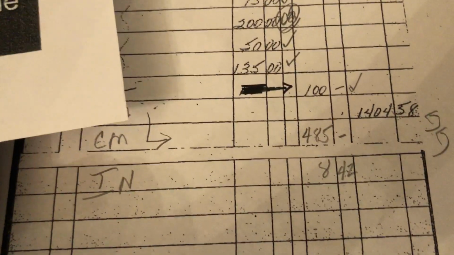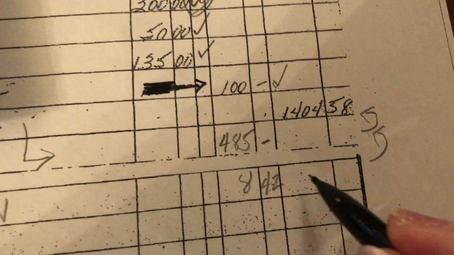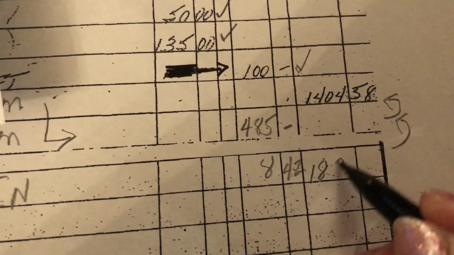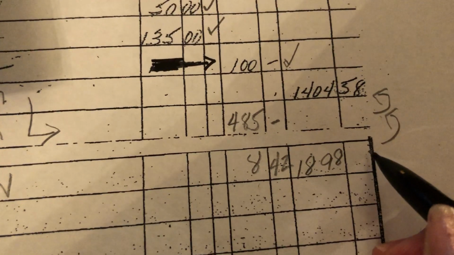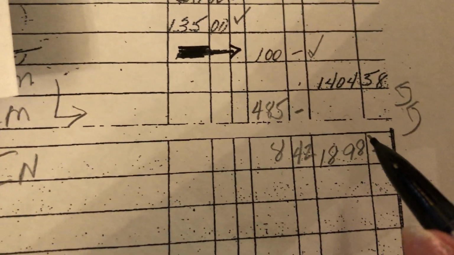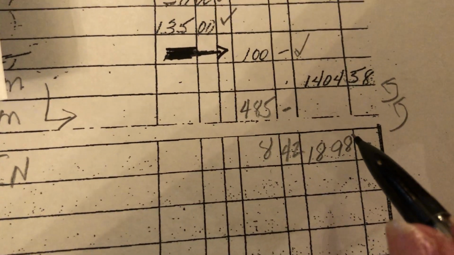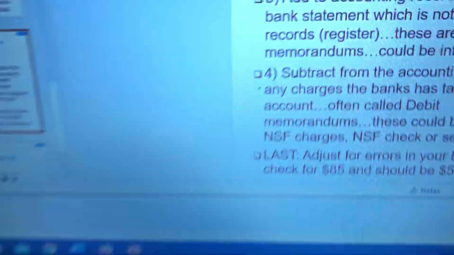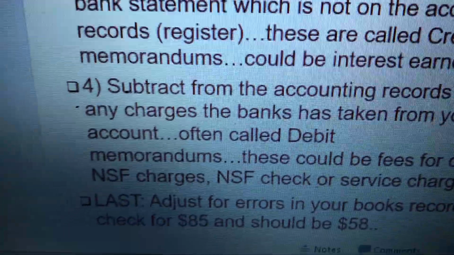And you should get $1,898, I believe. Check me on that. Okay. Now, let's go back, and then we want to do the subtractions.